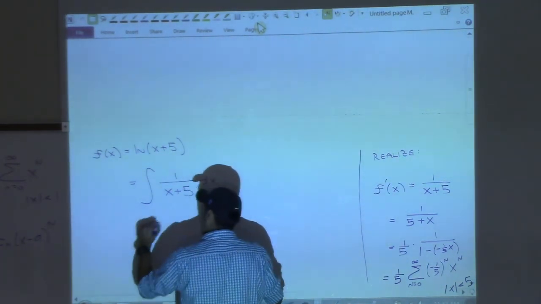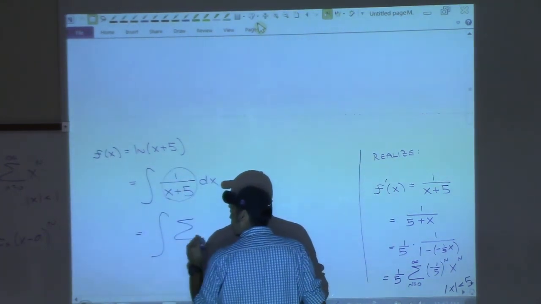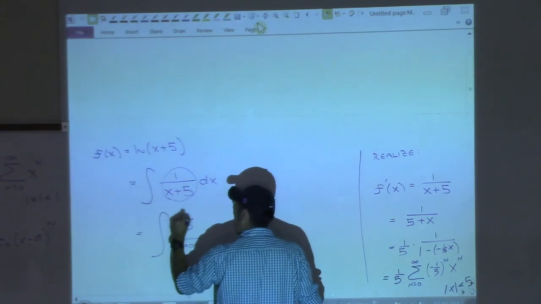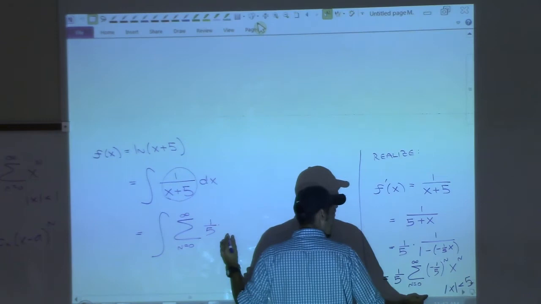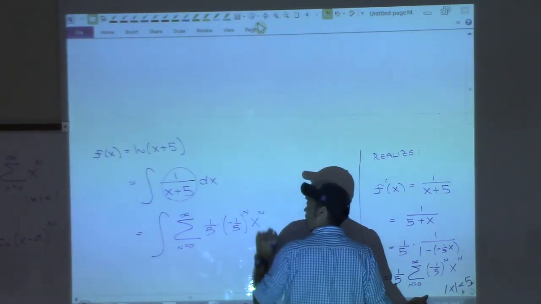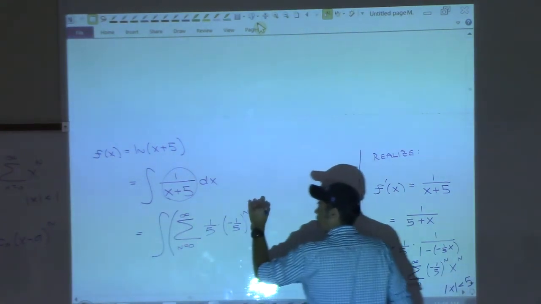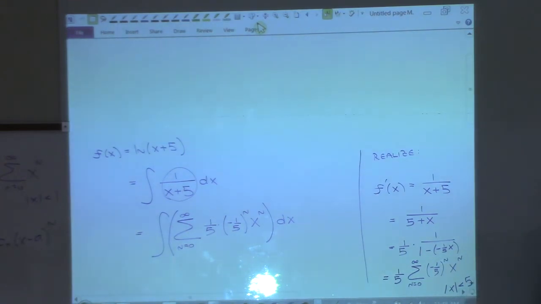But that means take the antiderivative of that power series that we've just written out over here. I forgot the 1/5. I'll put it inside. It doesn't hurt to do it inside: 1/5, negative 1/5 to the n, x to the n. Do y'all see that? And now how do we find the antiderivative of a power series? We use the power rule.